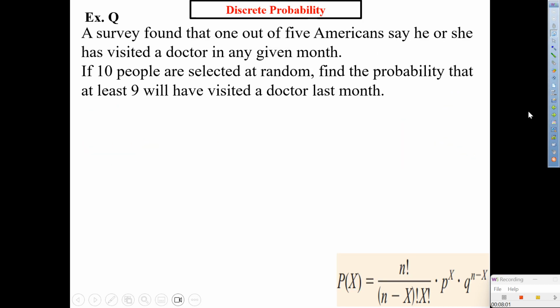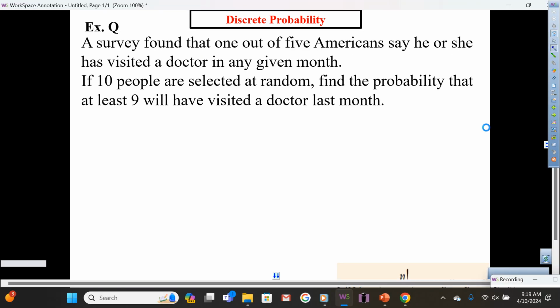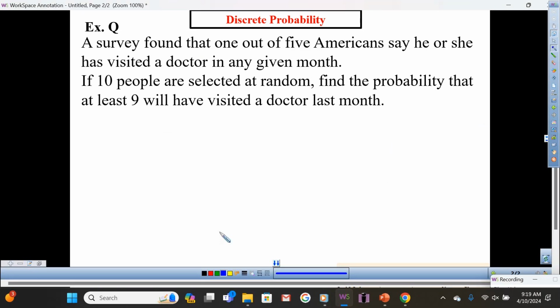With that said, let's go to the problem at hand. Pencils down, look up to the screen. Let's get started together. Over here on the side, write N. Write X. Write P. And write Q.